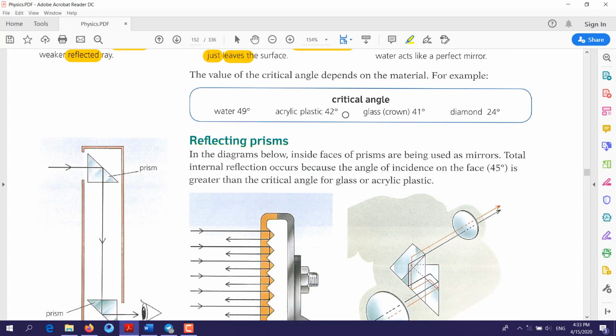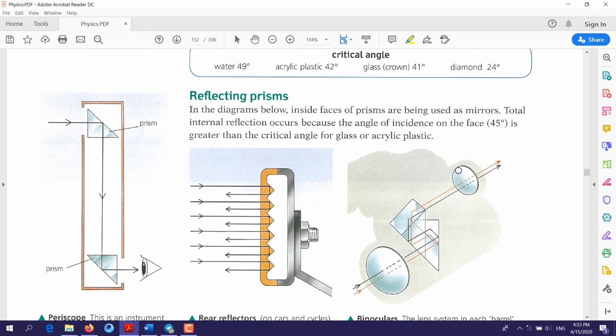Then, critical angle: each transparent medium has its own critical angle. For example, the critical angle of water is 49 degrees. Acrylic plastic is 42. Glass is 41. Diamond is 24 degrees.